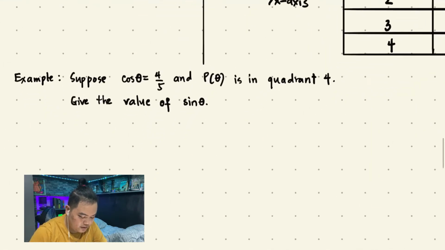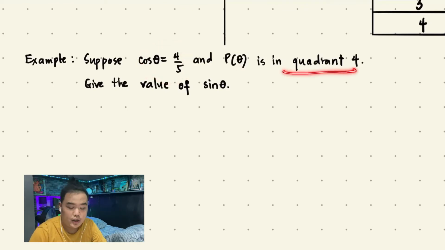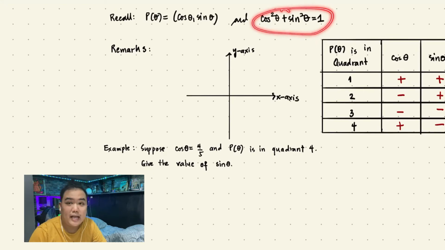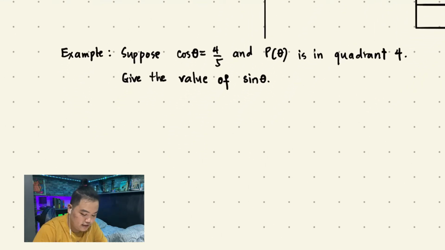Okay, so sagutin na natin tong question natin. So suppose cosine theta is 4/5 and P of theta is in quadrant 4. Give the value of sine theta. So ang gagamitin natin na equation, ito lang naman yung meron tayo, yung equation nagre-relate sa cosine theta and sine of theta. So kukopyahin ko lang.